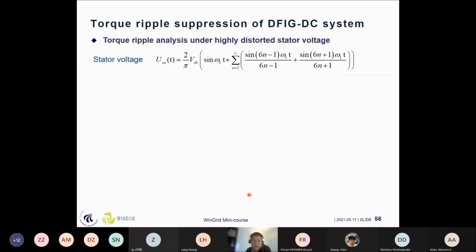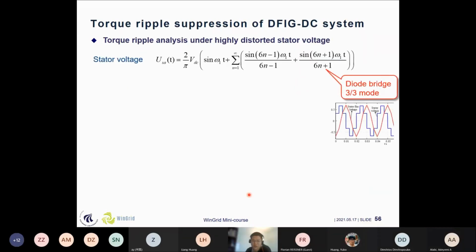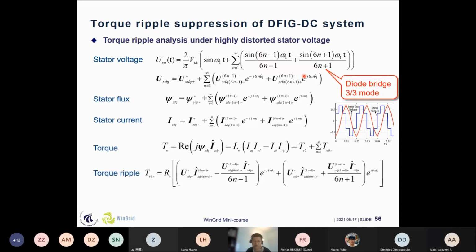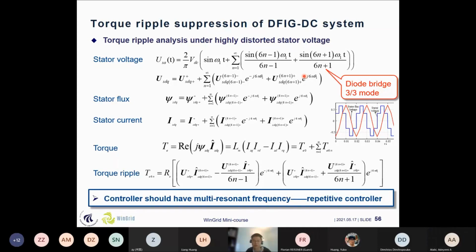And furthermore, since the diode bridge can also work in a 3-3 mode, the currents are always continuous. So the stator voltage is very highly distorted, as in this waveform. So it's not only the 6th order harmonics; it also includes some other high order harmonics. So this is the stator flux, and this is the stator current and the torque, with the experimental torque ripple. And we can see that we need to use multiple resonant frequencies.